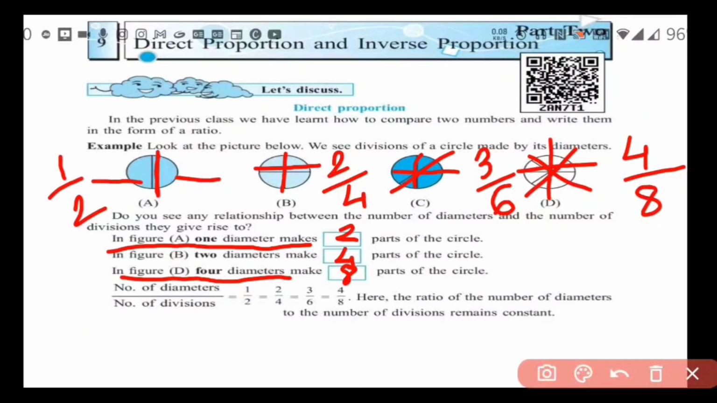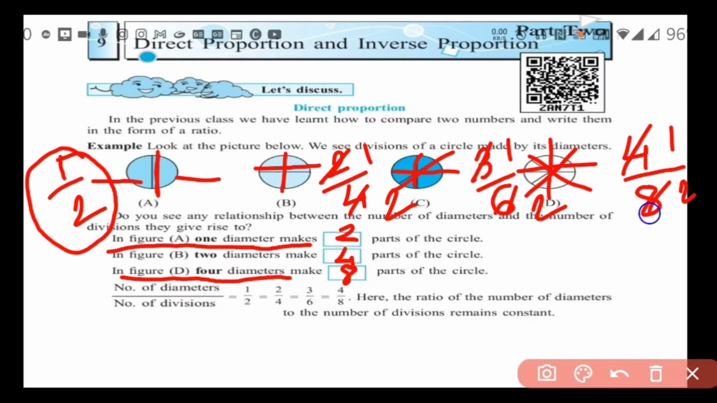In the first ratio we cannot do any cancellation, 1 upon 2 will remain as it is. If you cancel the second ratio, 2 ones are 2, 2 twos are 4, again 1 upon 2. If you cancel the third ratio, again we get 1 upon 2, 3 ones are 3 and 3 twos are 6. When we cancel the fourth ratio, again we get 1 upon 2, 4 ones are 4 and 4 twos are 8. So in all these 4 ratios, the answer is 1 upon 2.